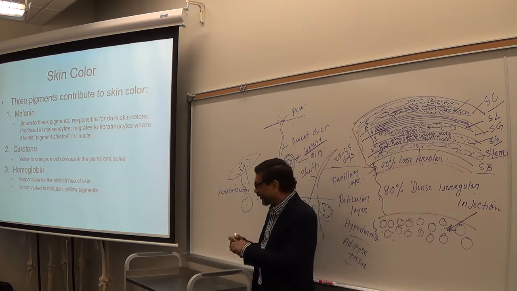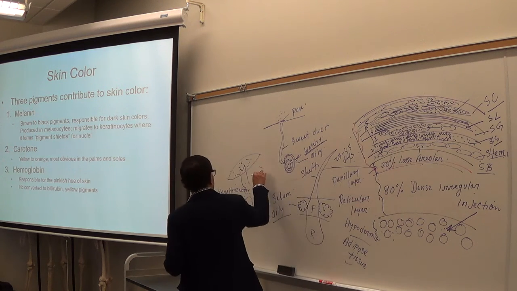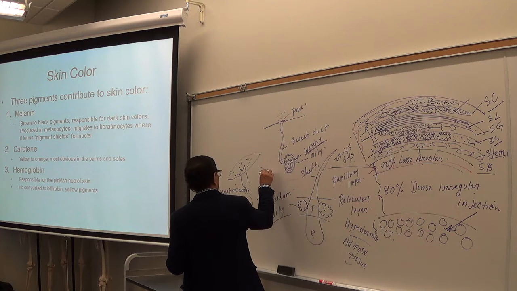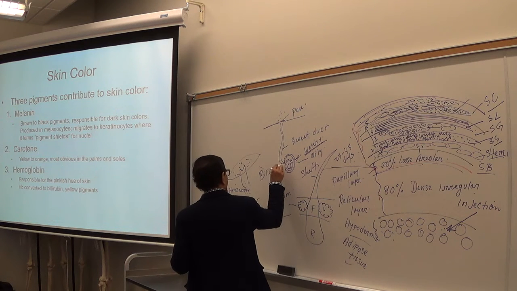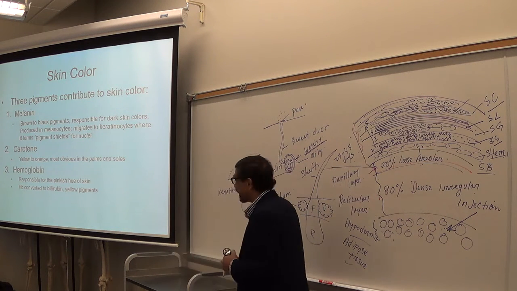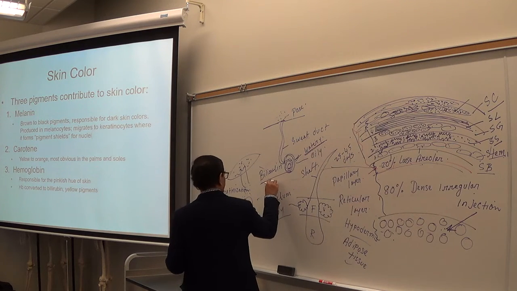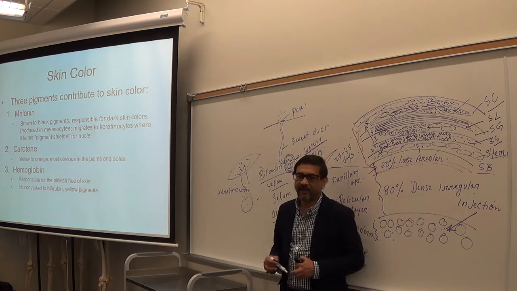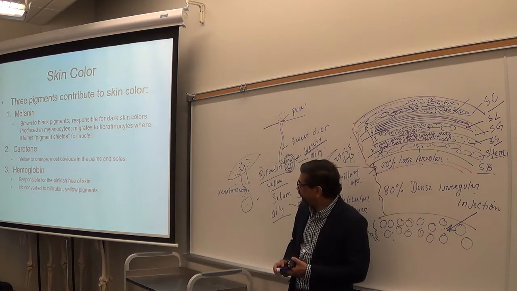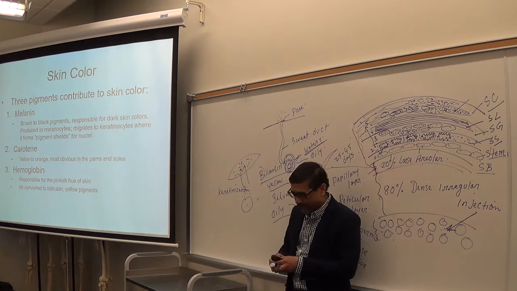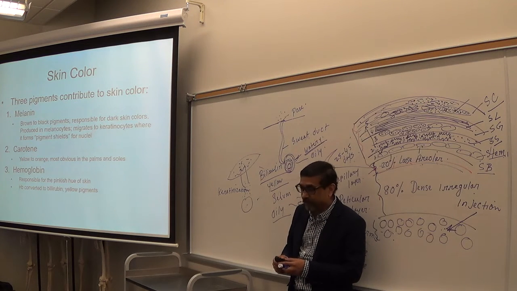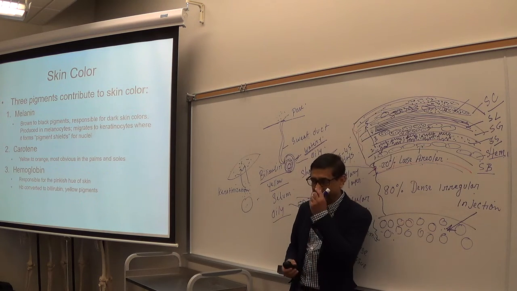Another pigment is called bilirubin. Bilirubin is a yellow pigment. Okay, yellow pigment. So these are the pigments that contribute to the color of your skin.